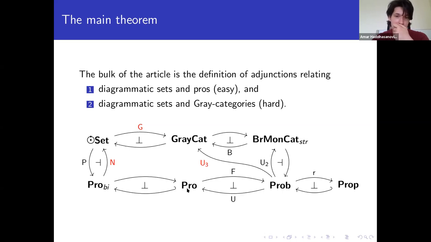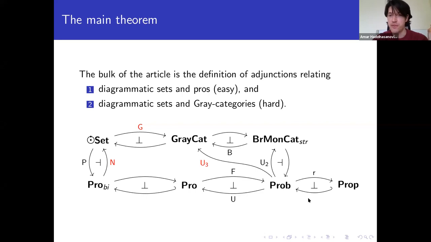Then we have this kind of nerve functor, which goes through this. You shouldn't worry about this, but the point is that we can compose this with this right adjoint N and get an embedding, a full and faithful functor from the category of props into the category of diagrammatic sets, or pointed diagrammatic sets.